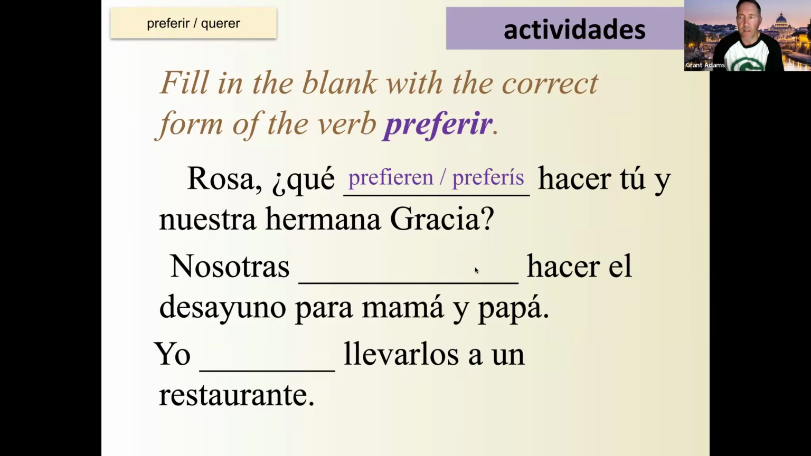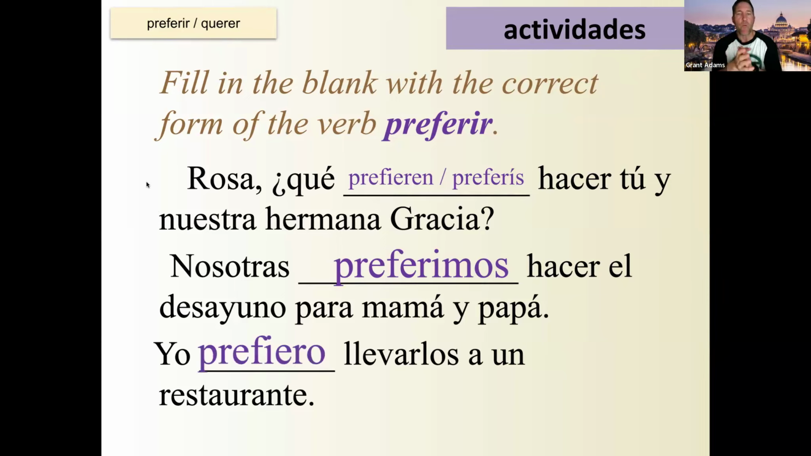Good, excelente, Sarita. Now, careful, not a stem change with the we form. Preferimos hacer el desayuno para mamá. We prefer to make breakfast for mamá y papá. And then I chime in and go, no, yo blank llevarlos a un restaurante. I prefer to take them to a restaurant. Sí, prefiero. Muy bien. ¿Qué prefieren hacer tú y nuestra hermana? Preferimos hacer el desayuno. Yo prefiero llevarlos a un restaurante.